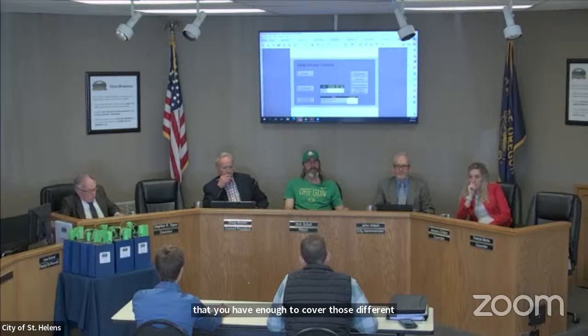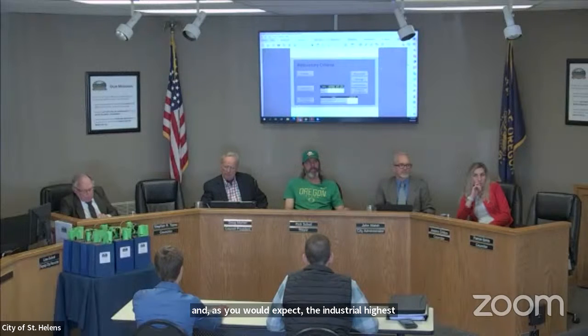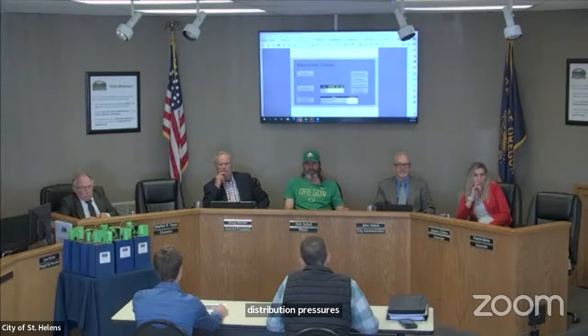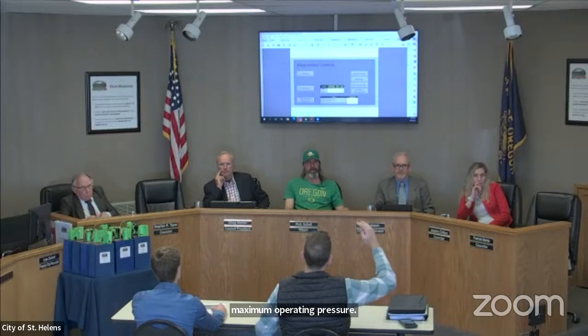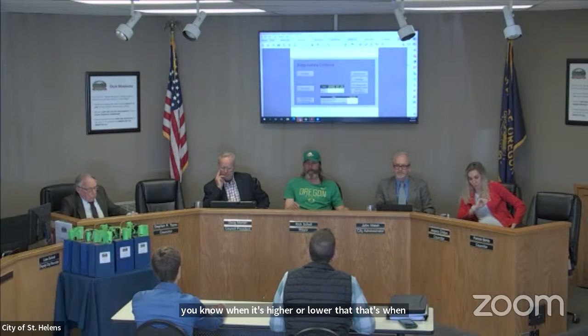Fire flows, we depict what the expected or required fire flows are from the fire department for residential, commercial, and, as you would expect, the industrial has the highest demand, 4-hour flow at 3,500 gallons a minute. So that plugs into that fire protection component of the storage. Distribution pressures, we're establishing a minimum pressure of 40, maximum operating pressure of 80, and that just lets us know that water model, when it's higher or lower, that's when we raise the flag, and how do we want to address that.